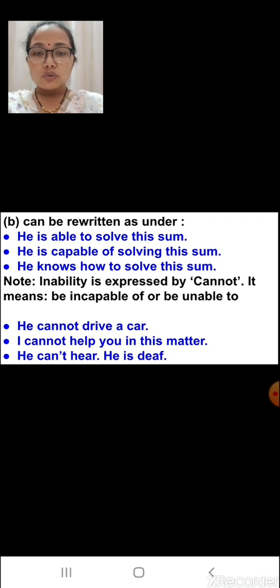It can also be rewritten as under: he is able to solve this sum. He is capable of solving this sum. He knows how to solve this sum. So without using can, how can we write these sentences? These are the examples.